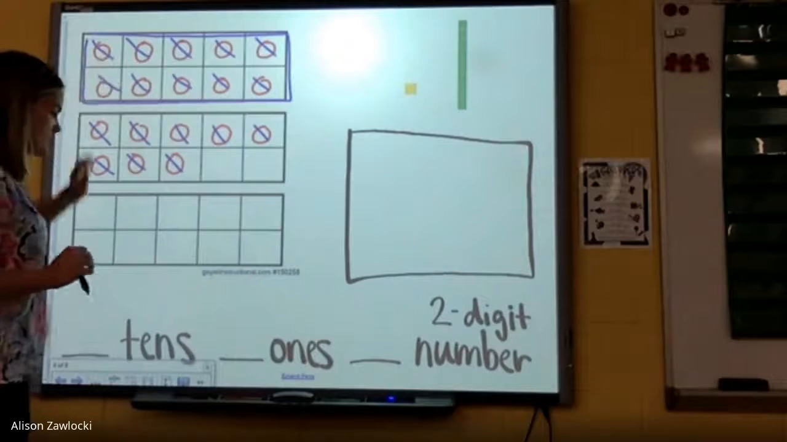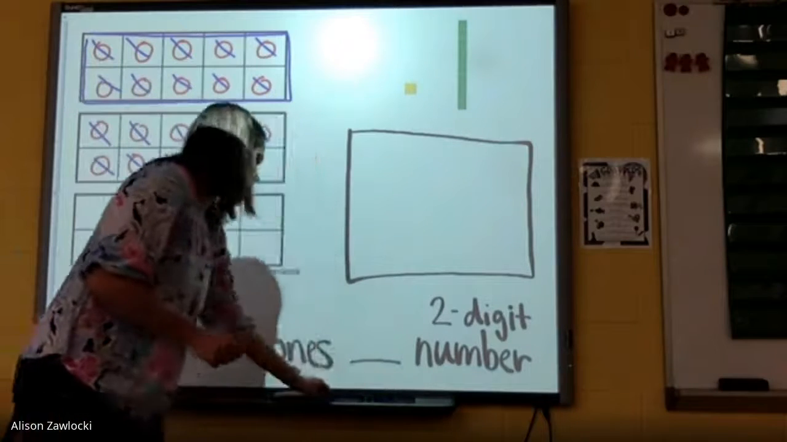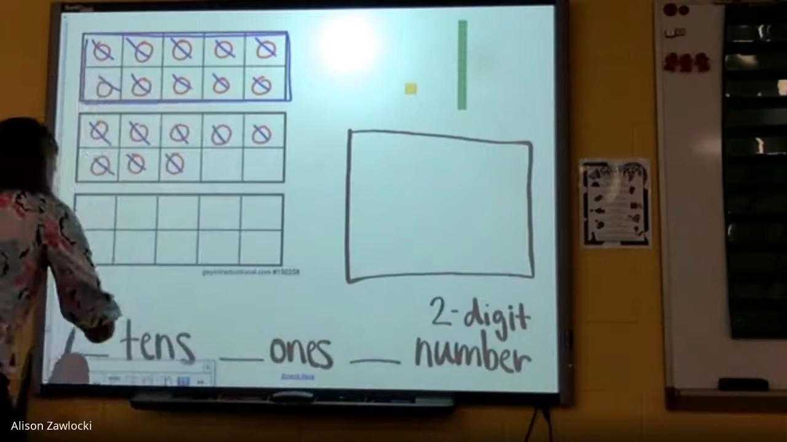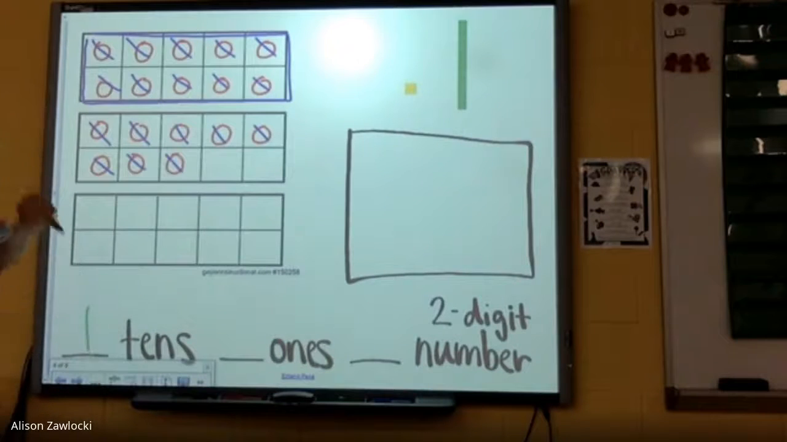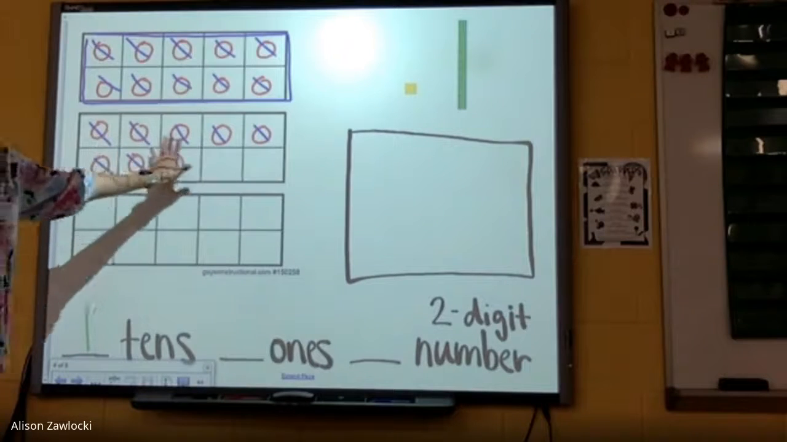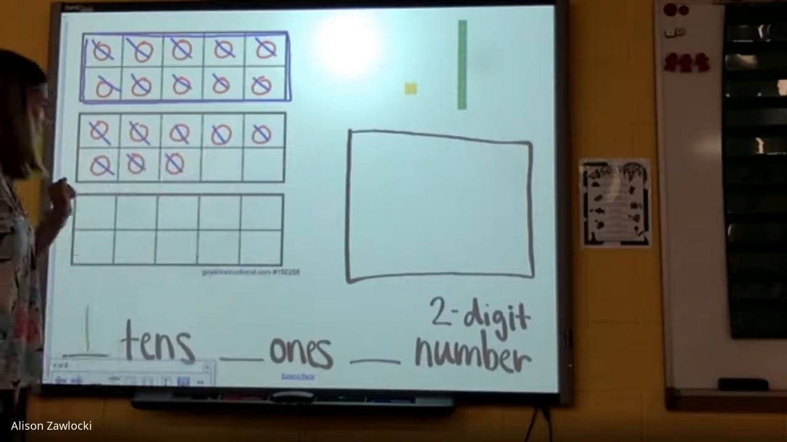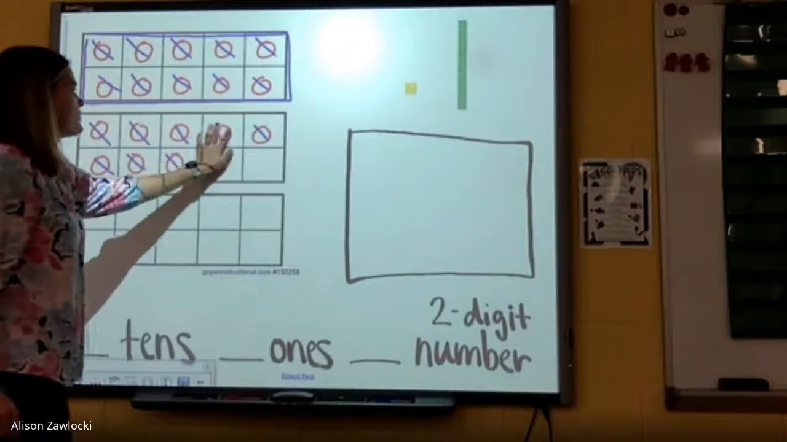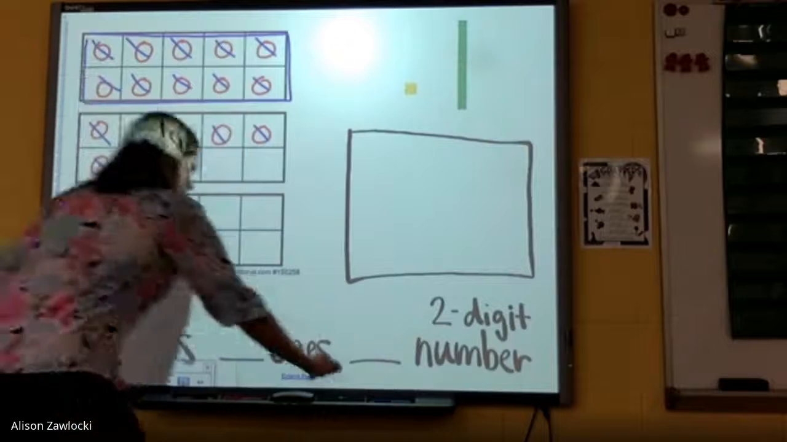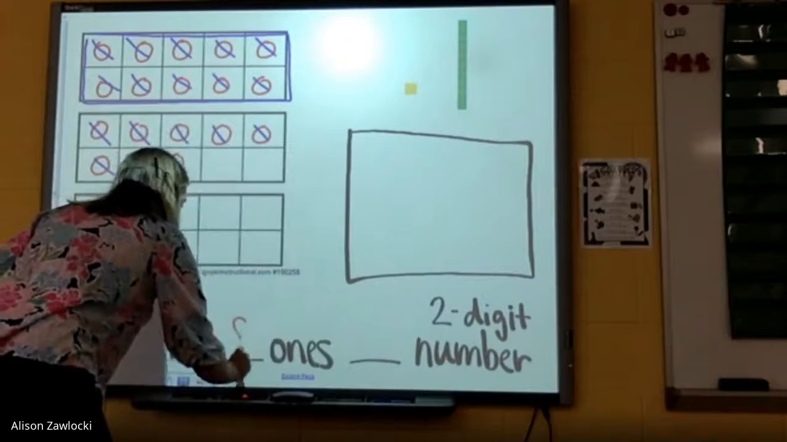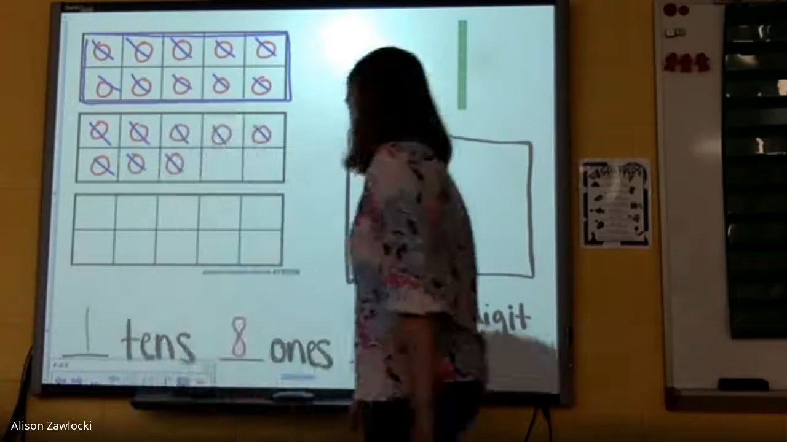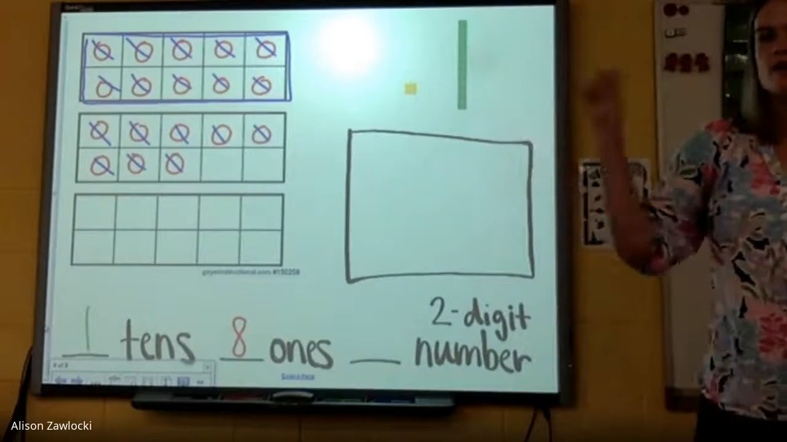So we have how many groups of 10, boys and girls? That's right, we have one group of 10, so 1 10. And how many extras do we have? We couldn't circle this, right? We don't have a full group of 10 here, so these are our ones. These are our extras. Let's count these again. 1, 2, 3, 4, 5, 6, 7, 8. We have 8 ones.